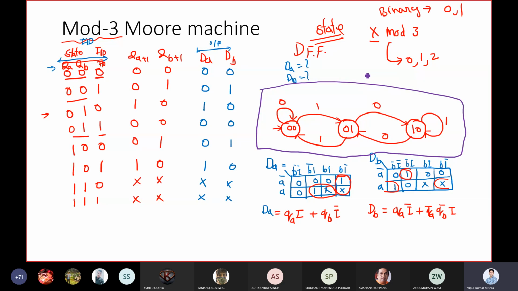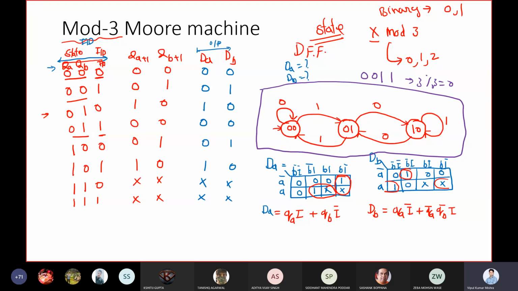Suppose I have given 0, 0, 1, 1. Then with 0 you will remain here, then again 0 you will remain here. With 1 you will go to state 1, and with 1 you will come back to state 0. And that is the same output, 3 mod 3 gives 0. Got it? So that is how you operate the state machine. Irrespective of the length of input, however big an input you give, you will get your correct output.